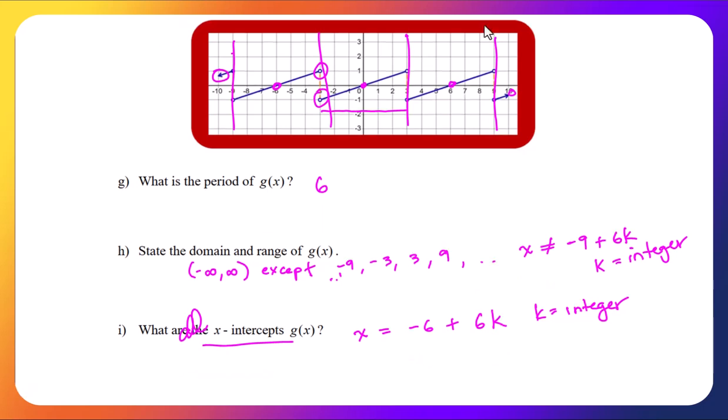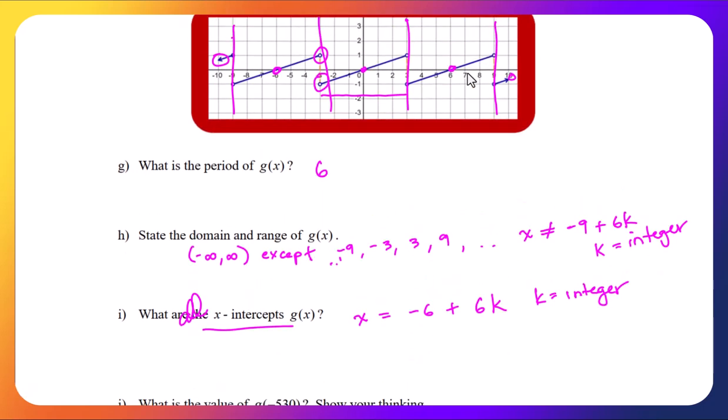Now, this graph is not symmetric to the y-axis. It's actually symmetric to the origin. So if I go 3 to the right, I'm at 1. If I go 3 to the left, I'm at -1. That's what we call an odd function, or a function symmetric to the origin. So if I change the x to a -x, I change the y to a -y.